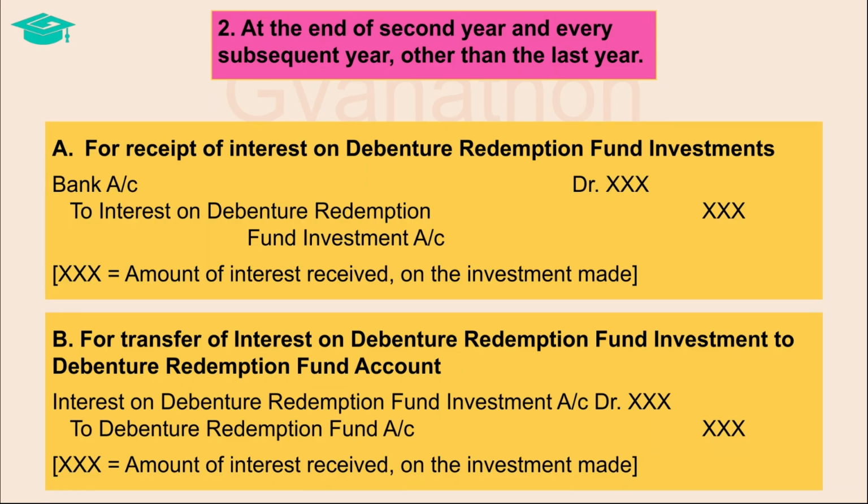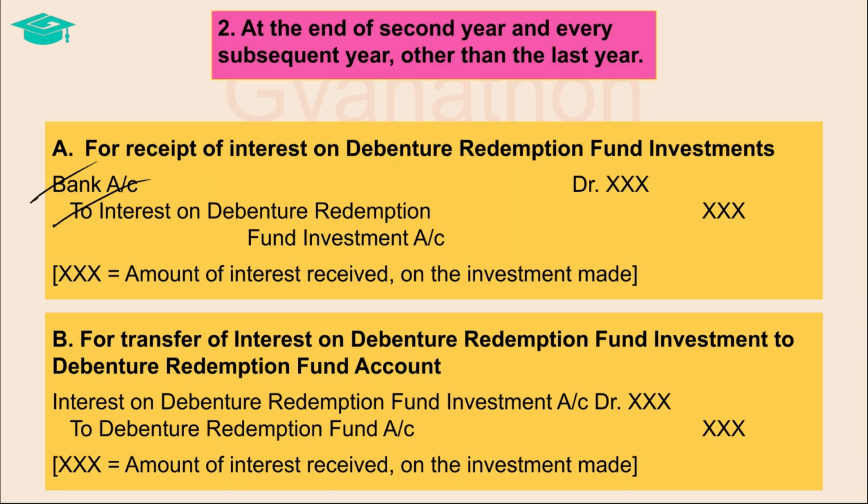So from the second year onwards, firstly the company receives the interest on the investments made. This is accounted by debiting the bank account with the amount of interest earned on the investments made. The corresponding credit is given to the interest on debenture redemption fund investment account. Since the interest is received, it means money comes into the company. That is why bank account is debited.